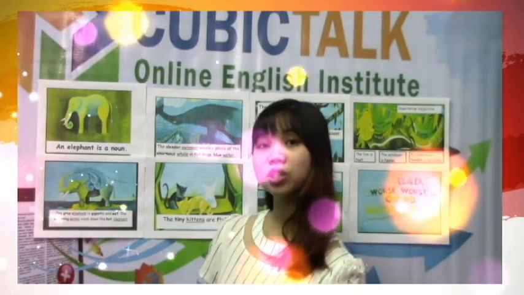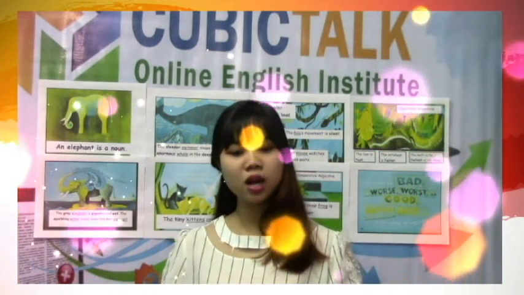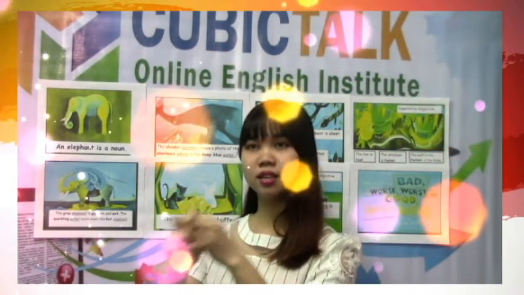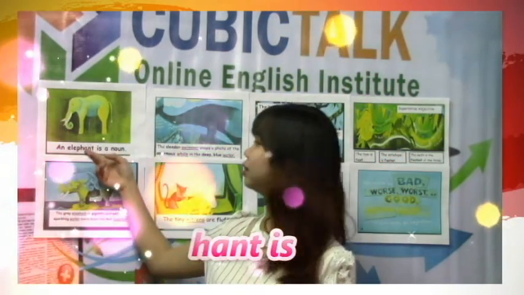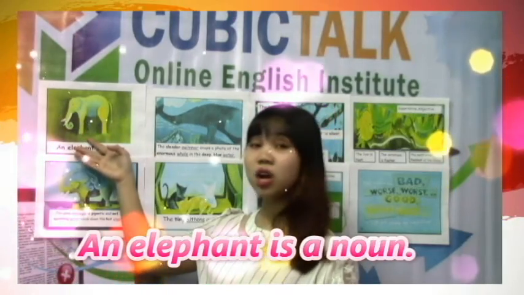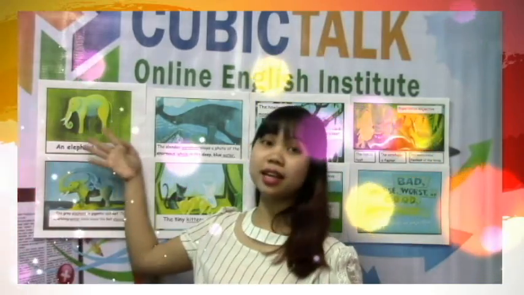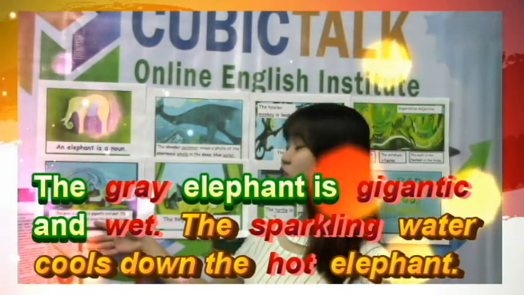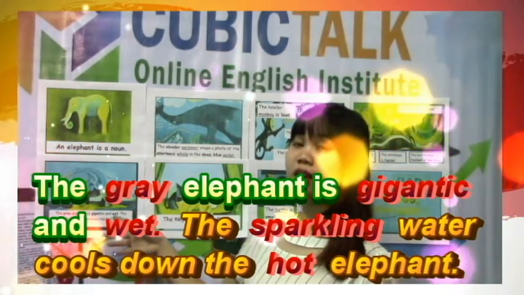So, if you were also an adjective, we would be working side by side with noun. So, a noun is a name of a person, place, and a thing. So, for example, an elephant is a noun. Elephant is an example of a noun. So, if you were an adjective, you would tell us something about the elephant. The gray elephant is gigantic and wet. The sparkling water cools down the hot elephant.